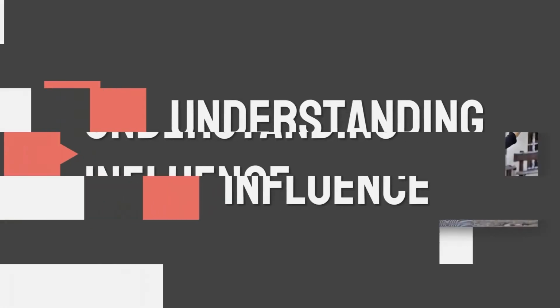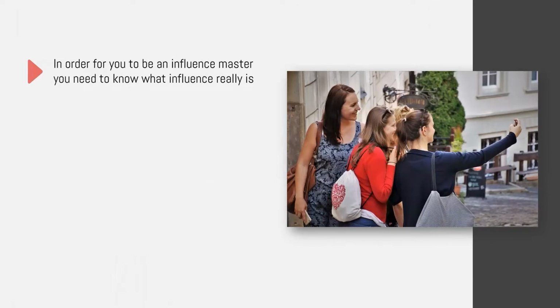Understanding influence. In order for you to be an influence master, you need to know what influence really is. One of the mistakes that a lot of people make is that they think that influence and persuasion are the same thing. This is not the case. Persuasion is an element of influence and is often used as part of the process of influencing others. But it is not the same as influence. The most important difference between influence and persuasion is that with persuasion, you use a specific set of tactics to get people to do what you want.